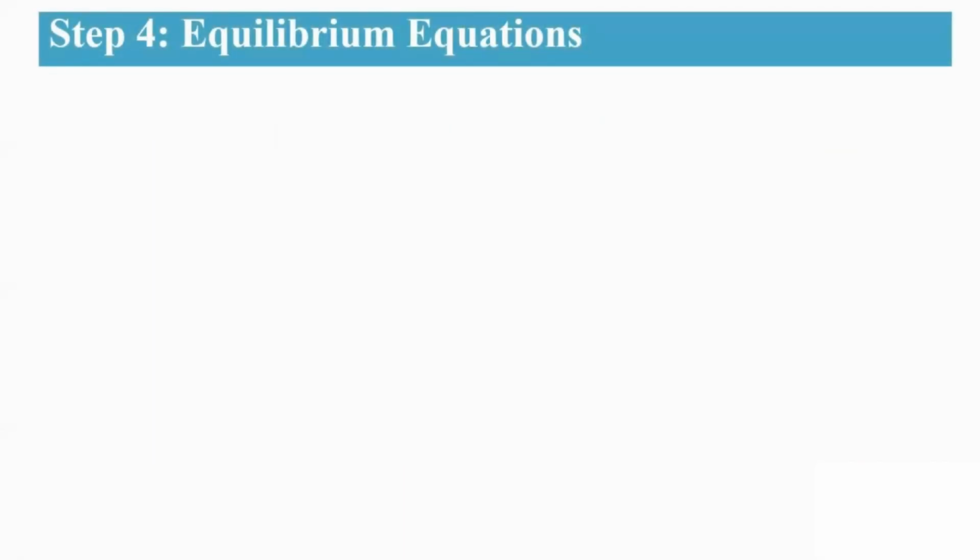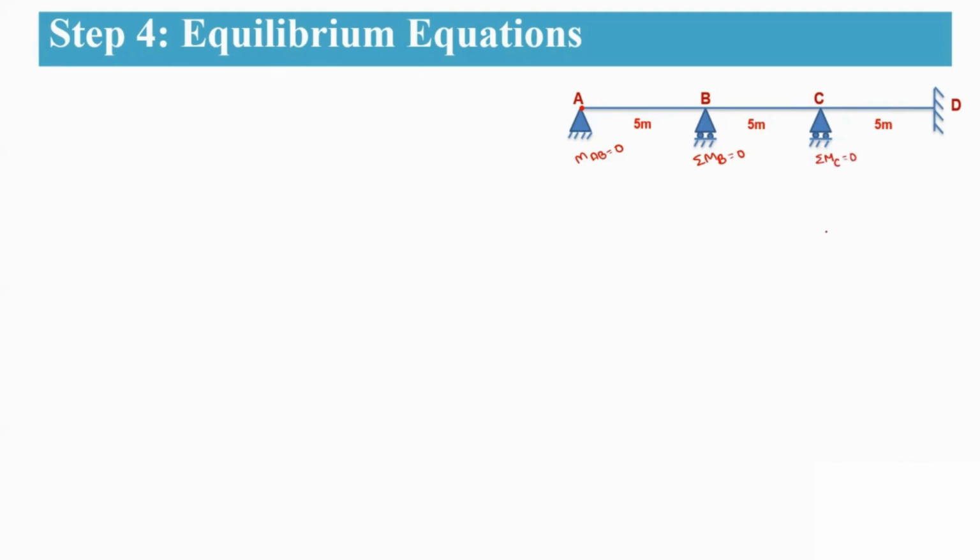Now coming to your next step, that is your equilibrium equations. Here you are having MAB. The moment at the hinge support will be equal to 0. That means moment about AB will be equal to 0. Next, joint equilibrium conditions: sigma MB will be equal to 0, and the moment about C will be equal to 0. That is another joint equilibrium condition. Whereas for the fixed support, there will be a moment.